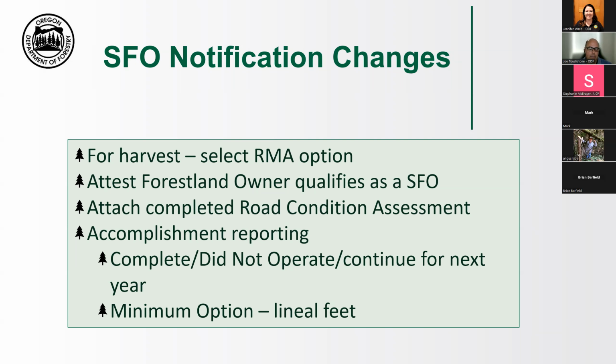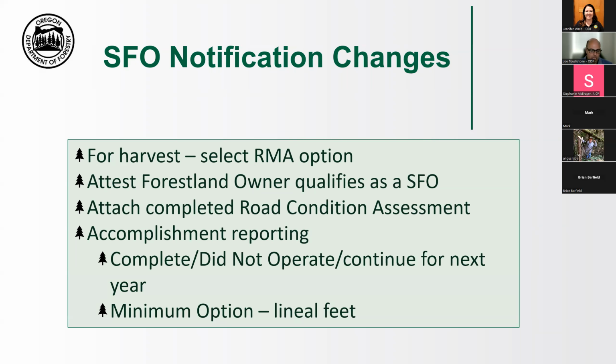year. Also, part of that accomplishment reporting is if you choose the minimum option, you have to tell us what the lineal feet were that you used as part of that minimum option. And again, I'll get into the details of what that is and how you report that in a little bit.